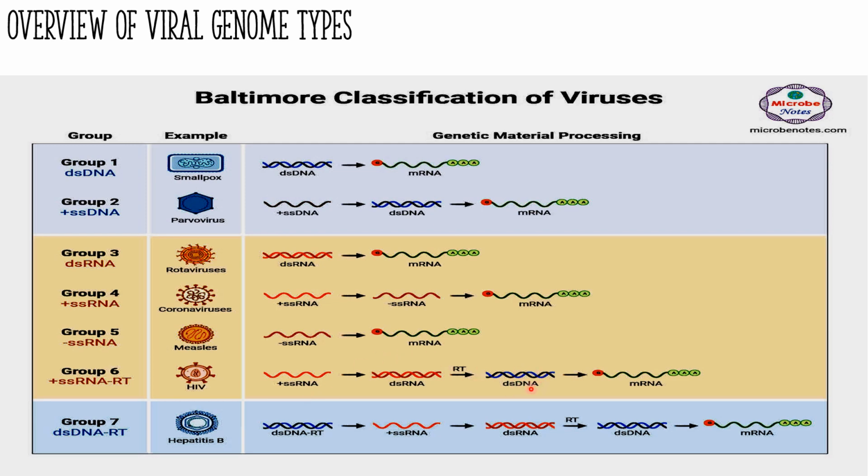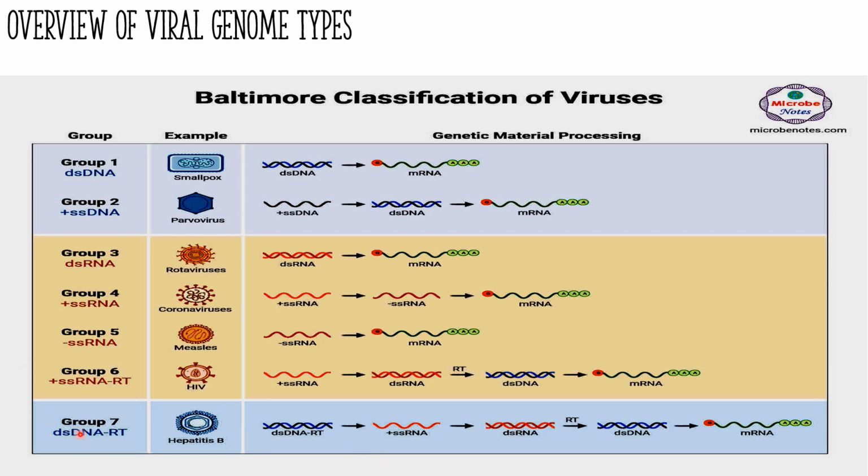The double-stranded DNA is then transported to the nucleus of the host cell and inserted into the host genome. Then mRNA can be produced by transcription of the viral DNA that was integrated into the host genome.